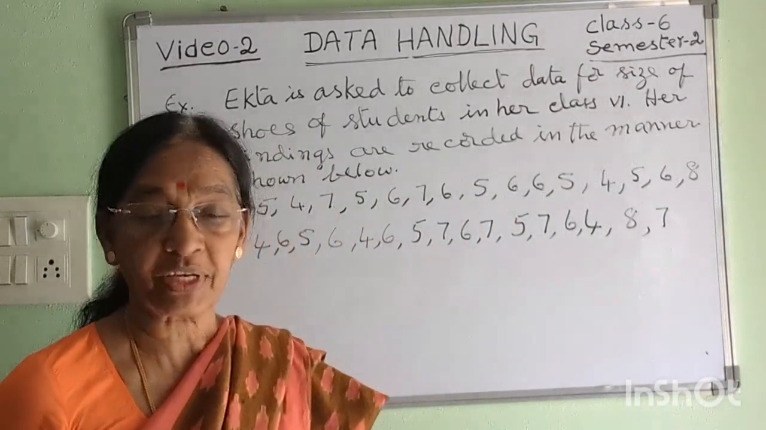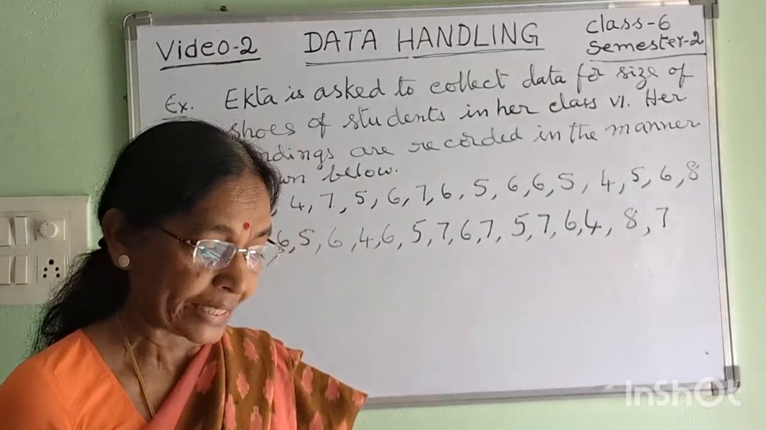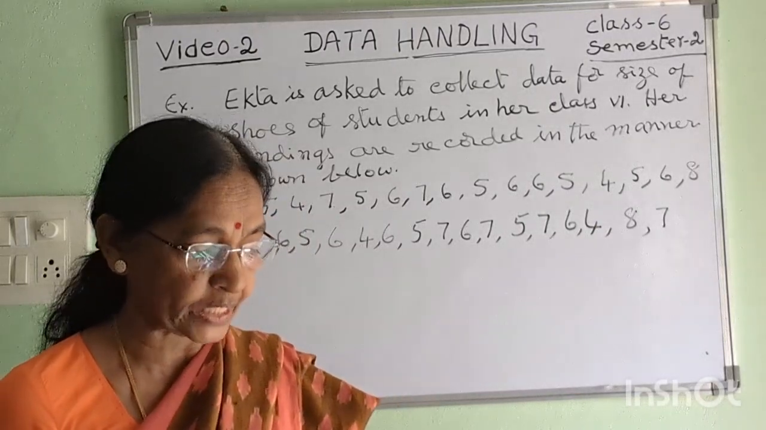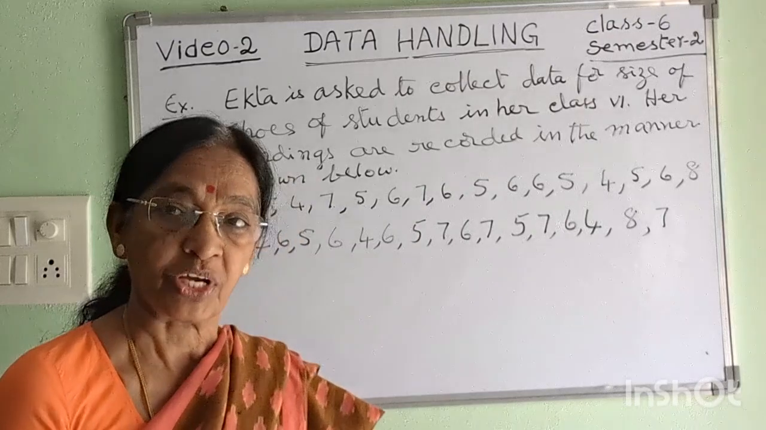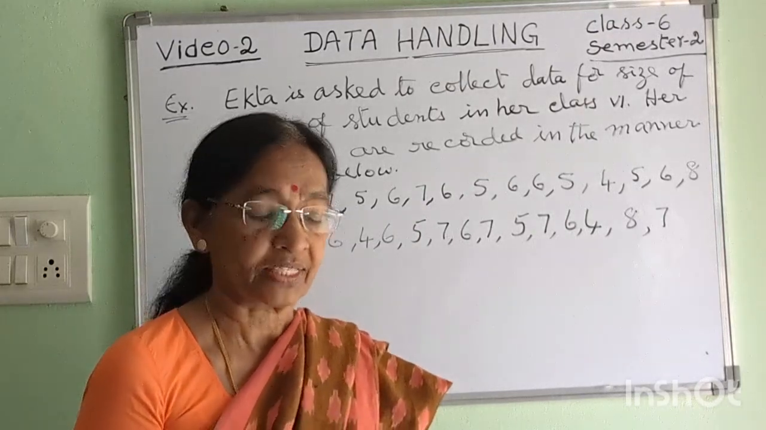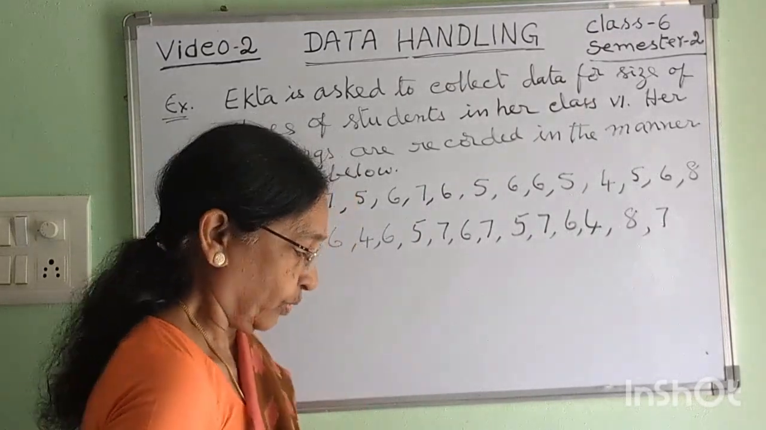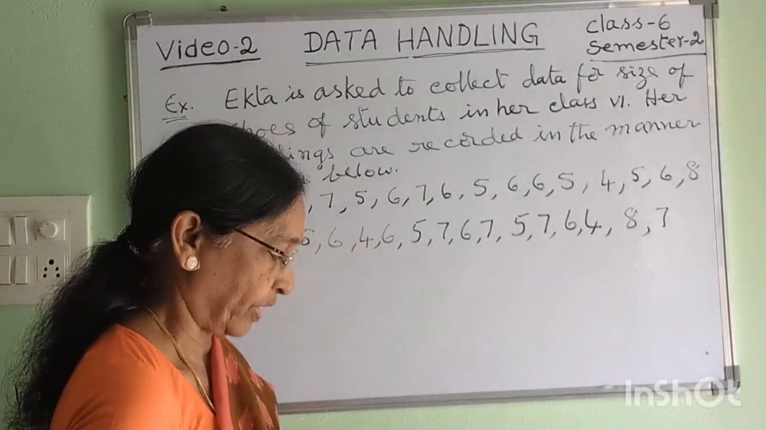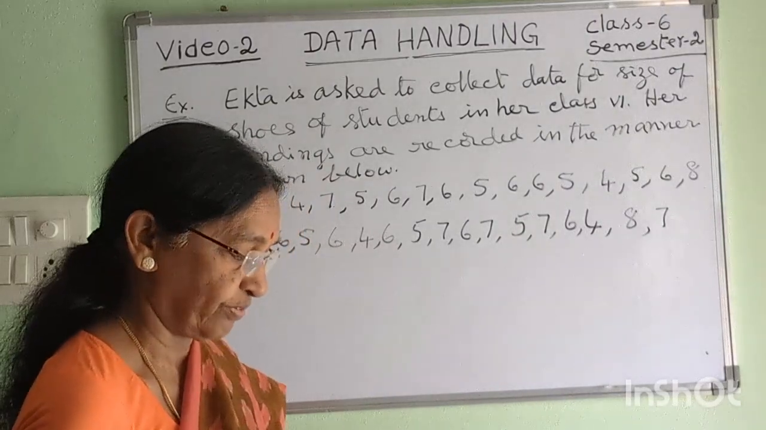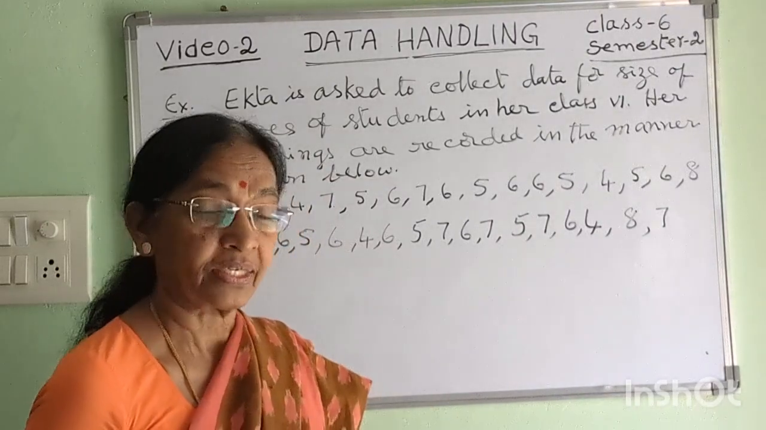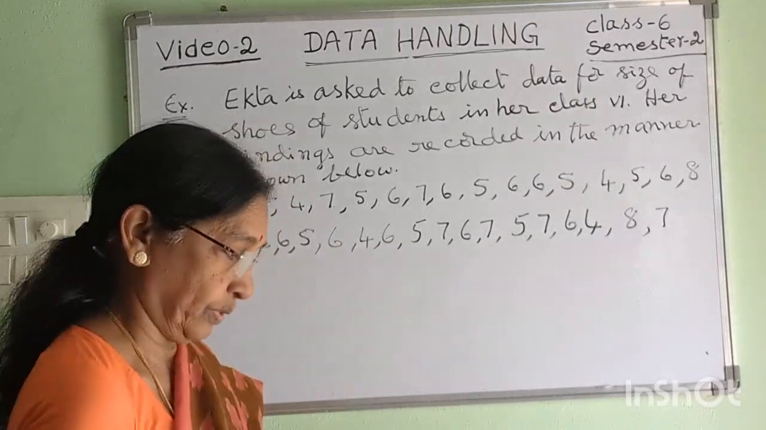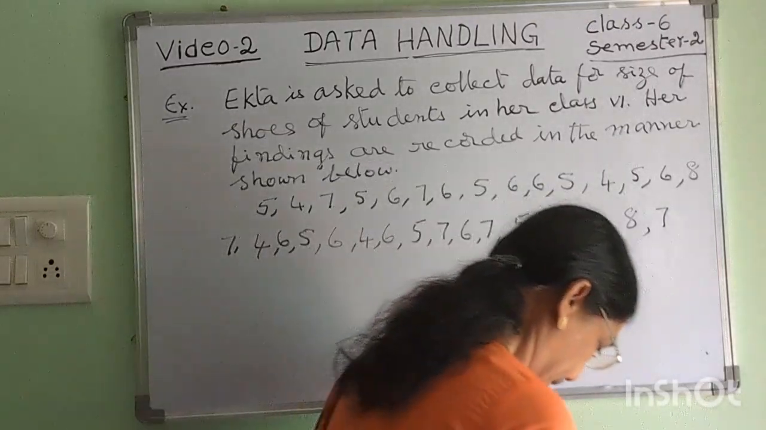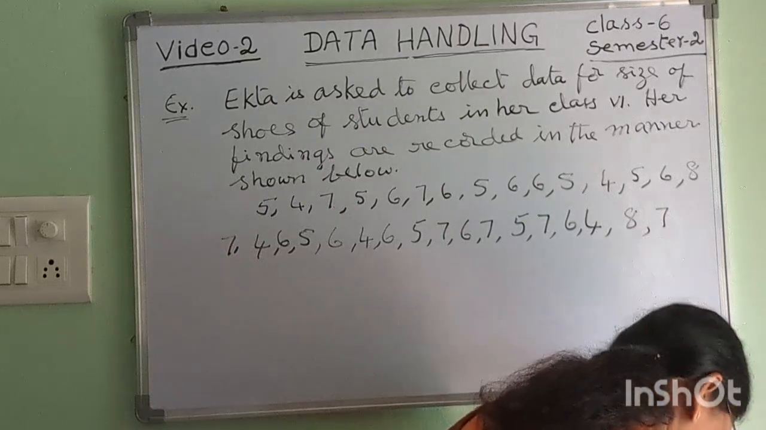But Javed wanted to know the size of shoes worn by the maximum number of students. Can you find this information? For this, Ekta prepared a table using tally marks. That is like this.